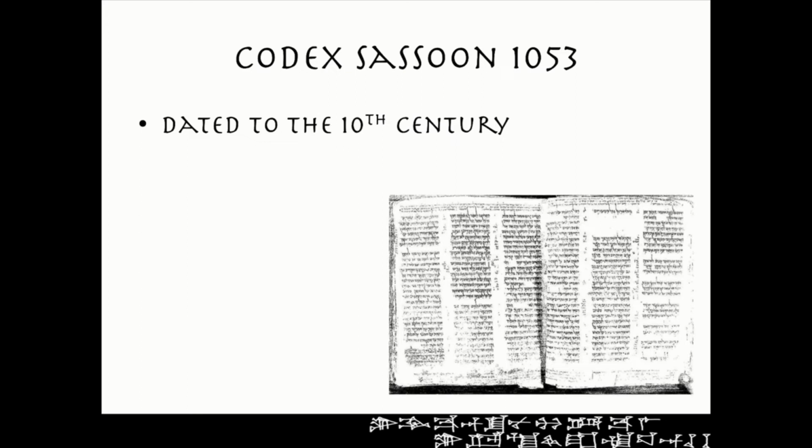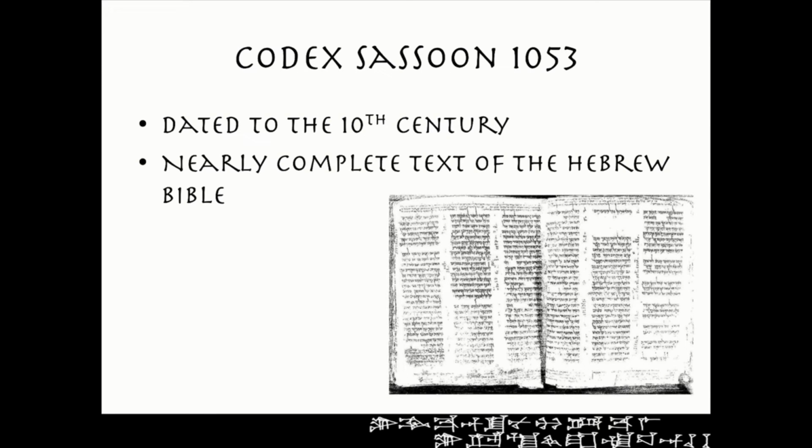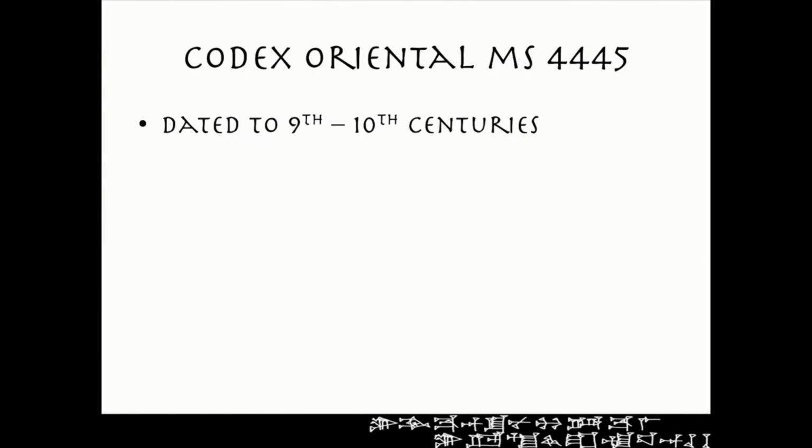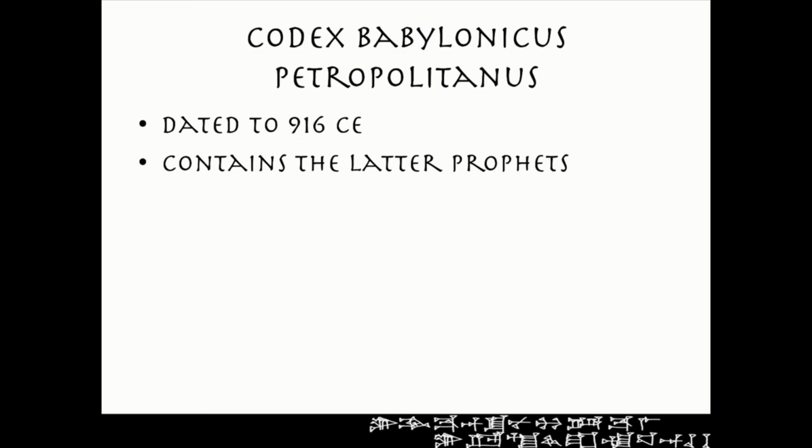Codex Sassoon 1053 is dated to the 10th century, and it is also a nearly complete text of the Hebrew Bible. Some portions are missing, but as you can see, very well preserved. Codex Oriental MS 4445 is dated to the 9th to 10th centuries, and it contains the Torah. Finally, Codex Babylonicus Petropolitanus is dated to 916 CE, and it contains the latter prophets.